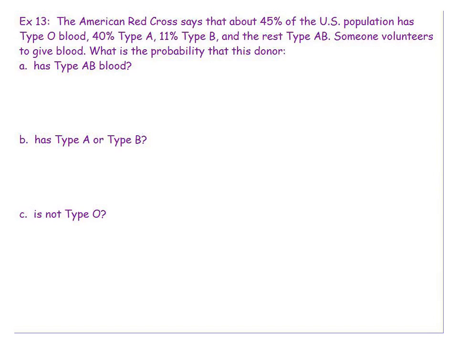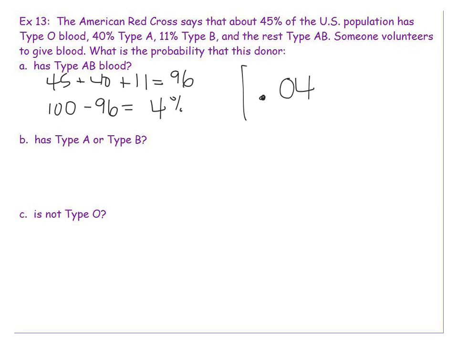Well, this is the rest that we were talking about. So we need to figure out what percentage is left. Well, 45% plus 40% plus 11% is 96%. Take 100 minus that 96%. We're left with 4%. But we need that in decimal form. Divide it by 100 or move your decimal and you get 0.04.